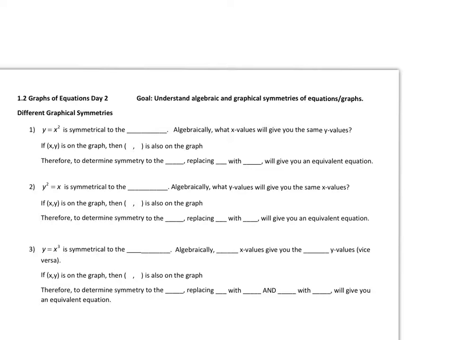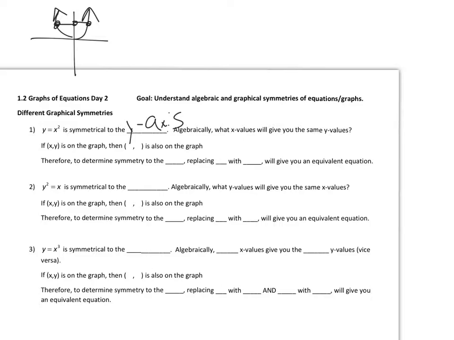if we have y equals x squared, we want to know graphically what is that symmetrical to. Well, let's just look. It's a parabola. Symmetrical means if I take any point, its distance from the axis gives us the exact same distance in the opposite direction. A parabola, y equals x squared, would be symmetrical to the y-axis.